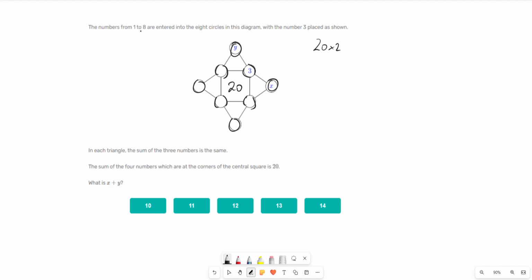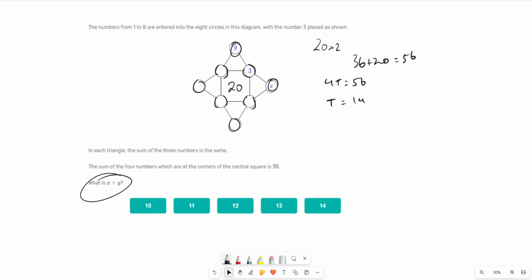Well, if you know your times tables and your addition, the numbers from 1 through 8 added give a sum of 36, which also includes the 20. So we just need to add another 20, which equals 56. Now, there's 4 triangles, so 4t equals 56. So 1t, which is just t, equals 14, because that's divided by 4.